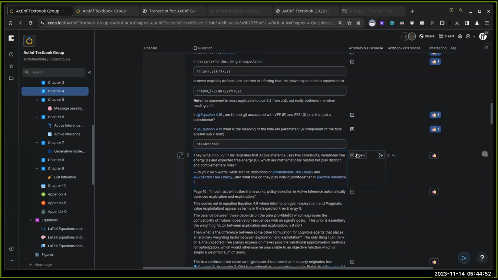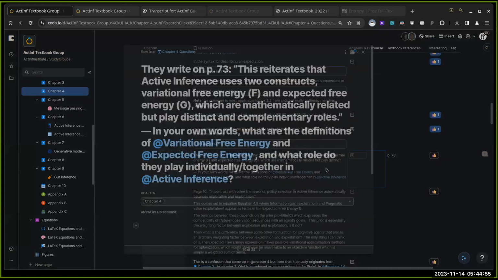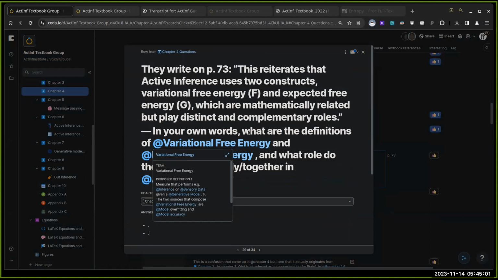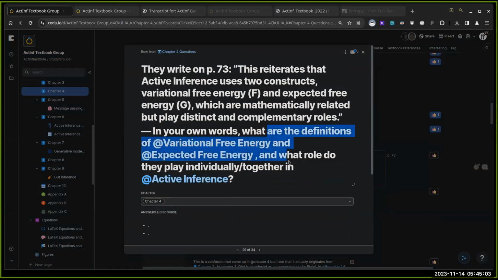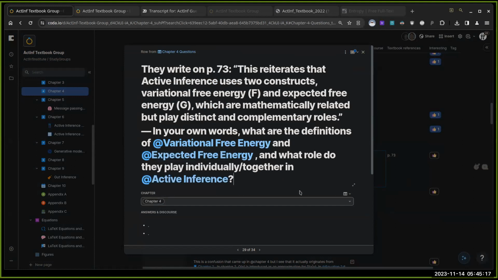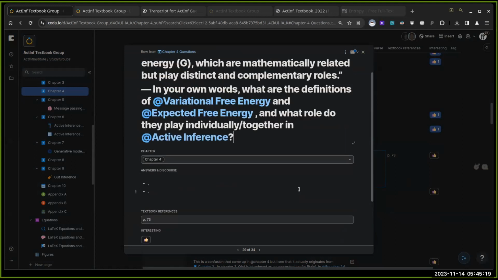Okay, this is another great basic or consolidating question that people could give thoughts on. What are the definitions of variational free energy and expected free energy? What roles do they play individually or together in active inference? Anyone want to give a thought? Otherwise, this is truly a fundamental ActInf question. Makes me think of like a class.